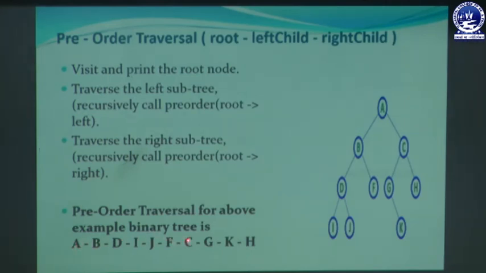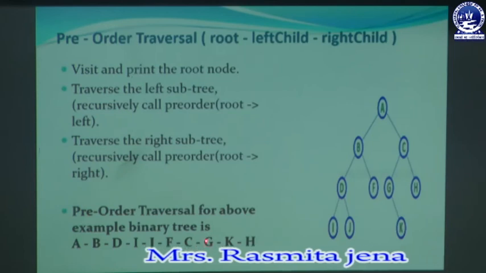That is, we will first visit the node C, then again we will go for the left subtree of the node C, that is G is visited. After visiting G, we will go for the left subtree of G. As there is no node present in the left subtree, we will go for the right subtree of the node G, that is K. So then K is visited. After visiting K, you can see all the nodes present in the left subtree of the node C are visited.